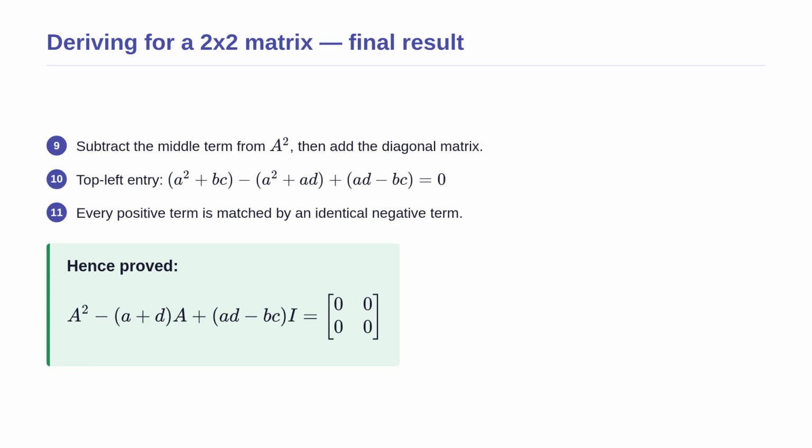This same exact mathematical cancellation happens for every single entry in the grid. Every positive term is matched by an identical negative term. The intuition behind why this works is that the matrix's own structure is perfectly balanced against its determinant and trace. This gives the final result, proving that the theorem is a fundamental structural property of all matrices.